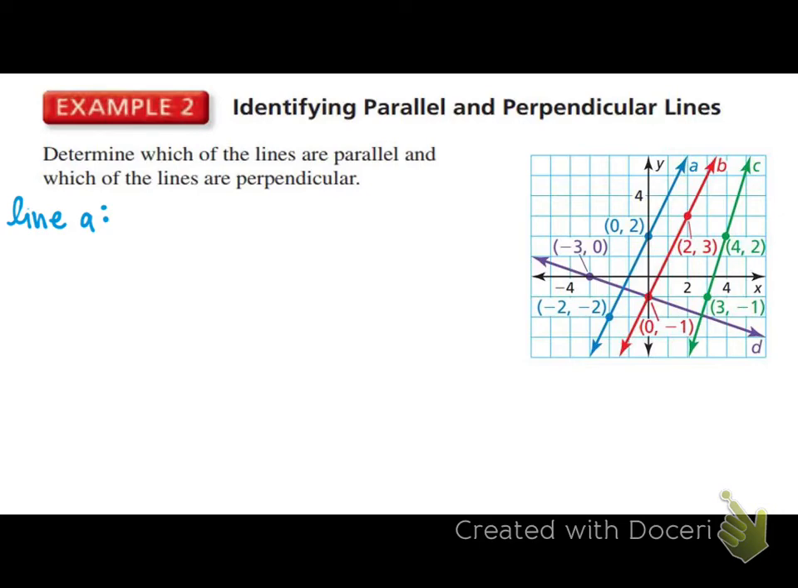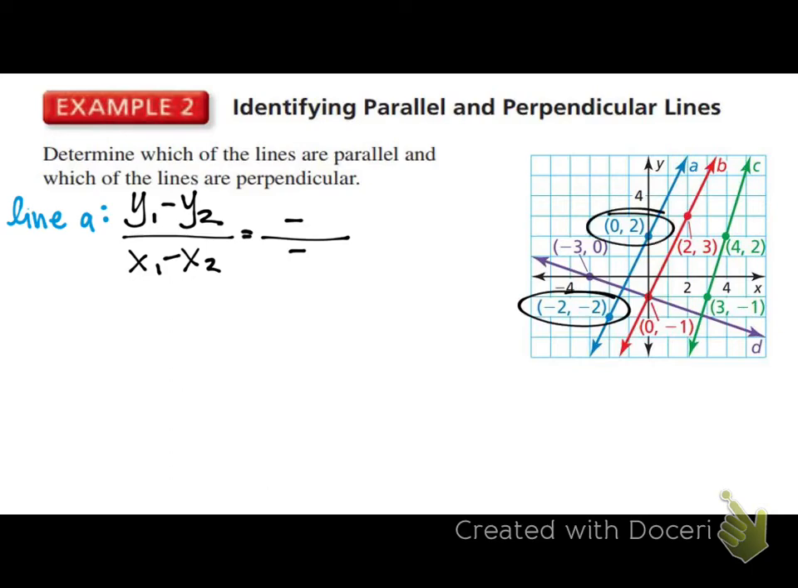So essentially, we have to find the slopes of each line and then compare them to each other. Figure out which ones are parallel and which ones are perpendicular. So we're going to find the slope of each line using the slope formula. So for our first line, we're going to do line A. It's blue on my screen. So we have 2 points. We have negative 2, negative 2 and 0, 2.